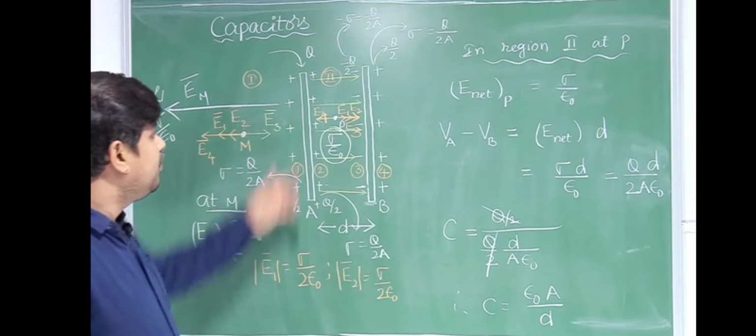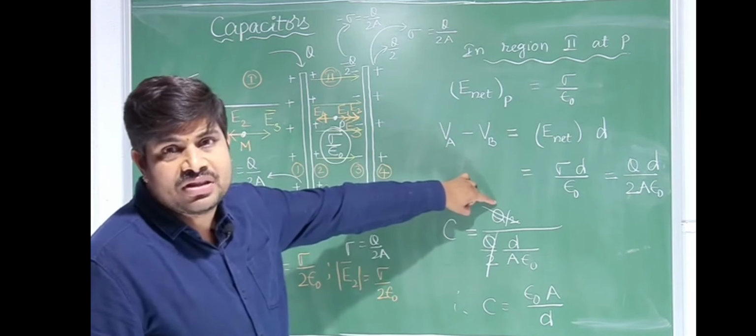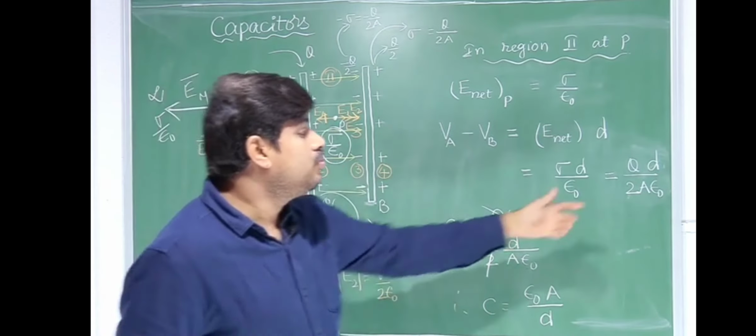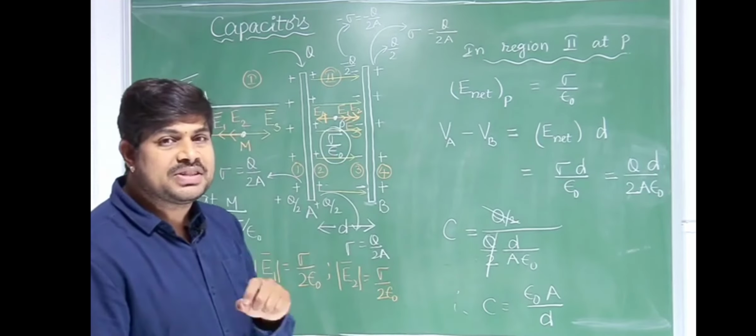Capacitance of this combination is how much? Epsilon naught A by D. I repeat, capacitance is the ratio of the charge on the inner surface of a high potential plate, this plate is a high potential plate, divided by the potential difference between the two plates. What is the potential difference between the two plates? That I have calculated. So like this, the capacitance of a parallel plate capacitor comes.